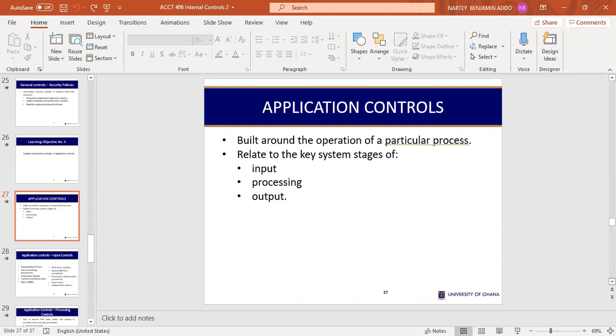So it's just like the data processing activities. So we have input controls. What are input controls? Just to ensure that all the data that are being inputted are free of material errors, are complete, valid, and so on. So they are built around the operation of a particular process, as I've already mentioned. They relate to the key system stages of input, processing, and output.